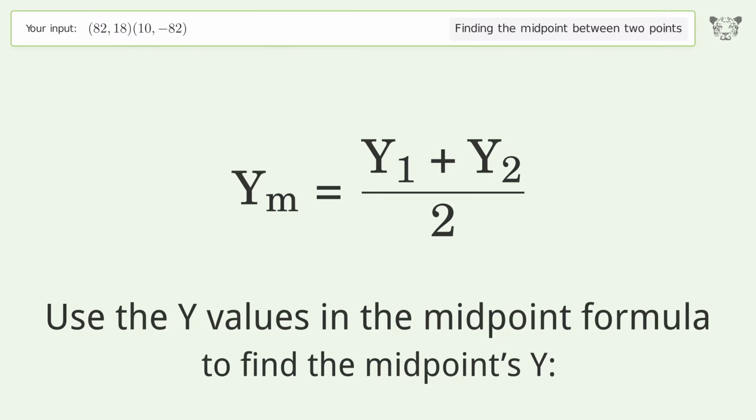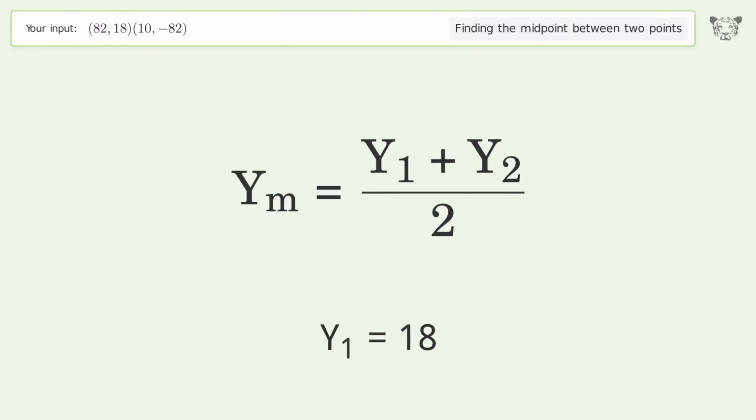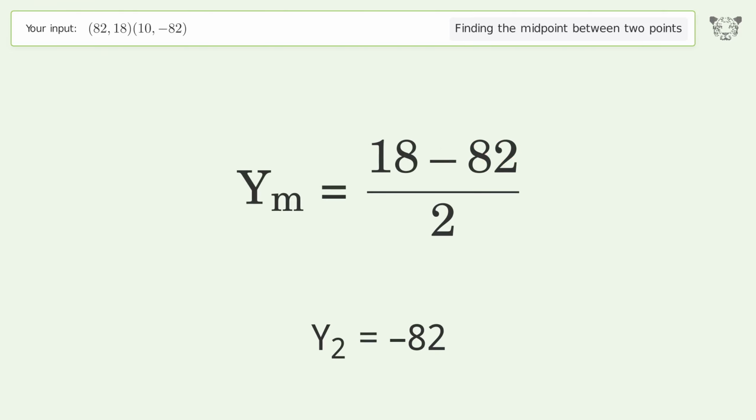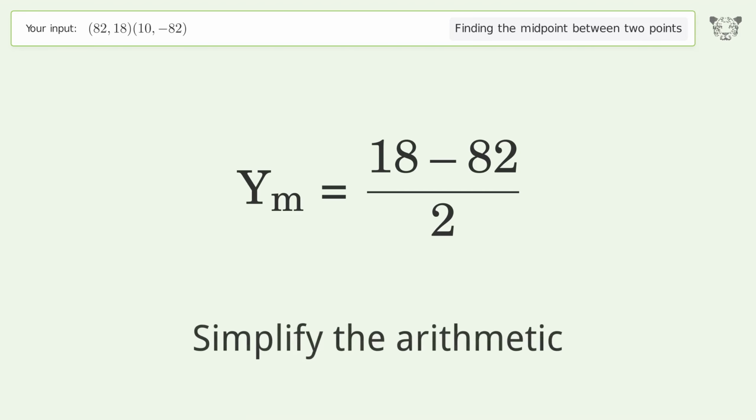Use the y values in the midpoint formula to find the midpoint's y. y1 equals 18. y2 equals negative 82. Simplify the arithmetic.